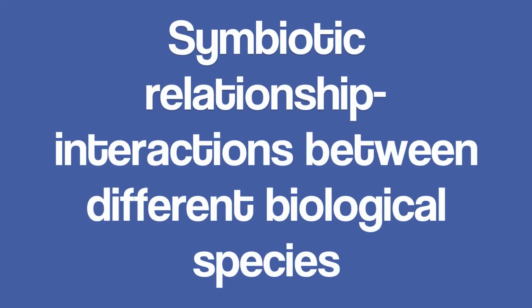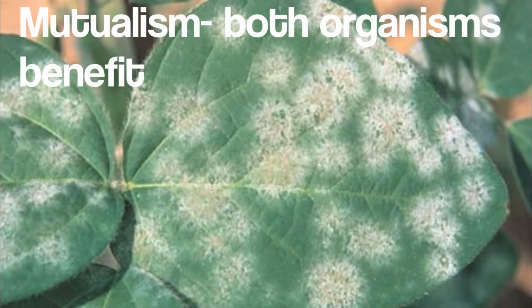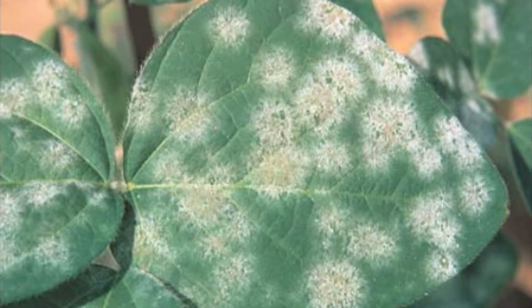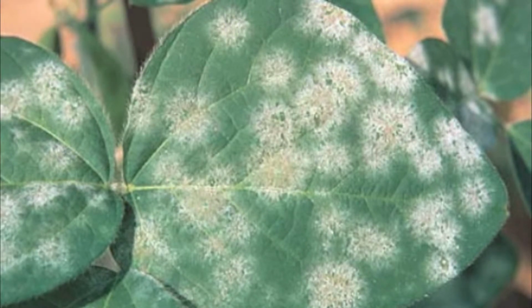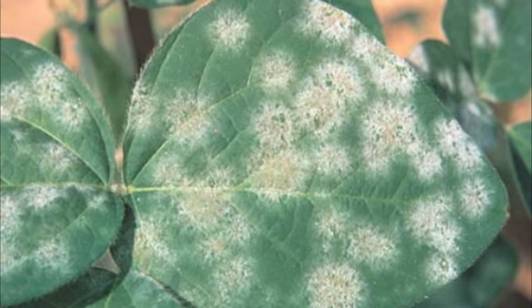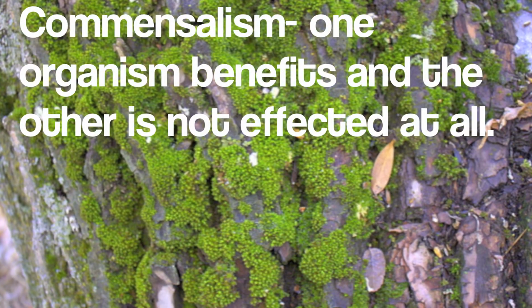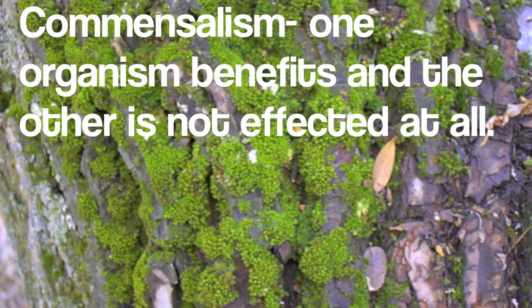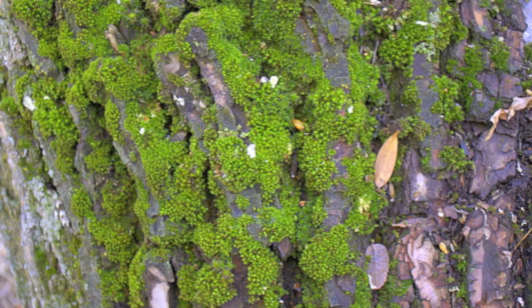In the biome, there are many different symbiotic relationships. An example of mutualism is a fungus provides the plant with an increased ability to absorb nutrients and water and often offers disease resistance to the plant, while the fungus absorbs the plant's nutrients. An example of commensalism is moss or algae living on the bark of a tree. The tree is unaffected by this, and the moss and algae have a place to live.